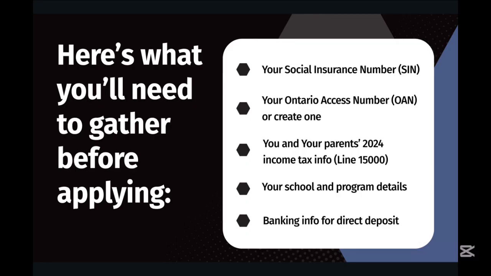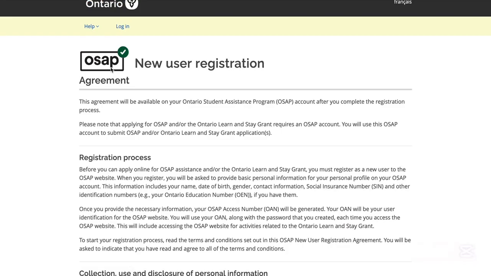It includes your OEN number, your OAN number, your parents' 2024 tax information, your school and program details, and banking information for direct deposit. To get started, you can click on register online.